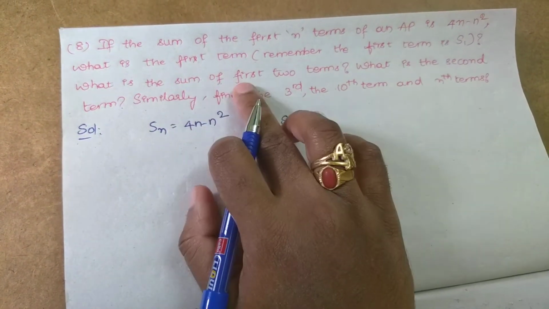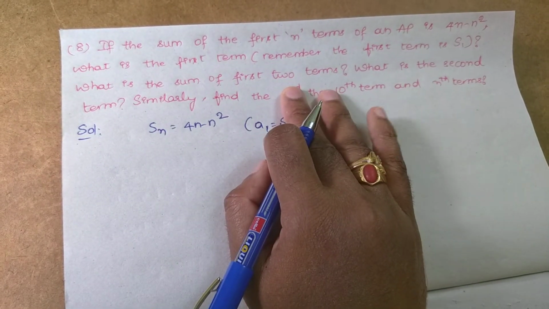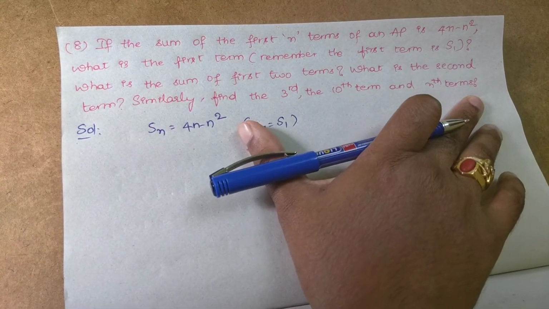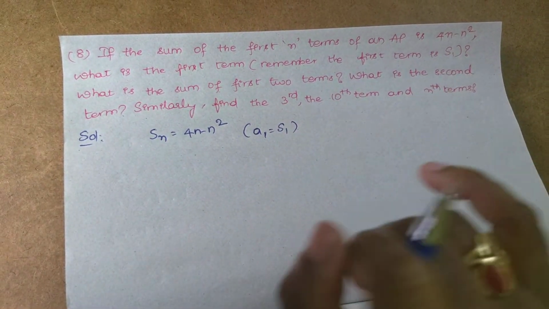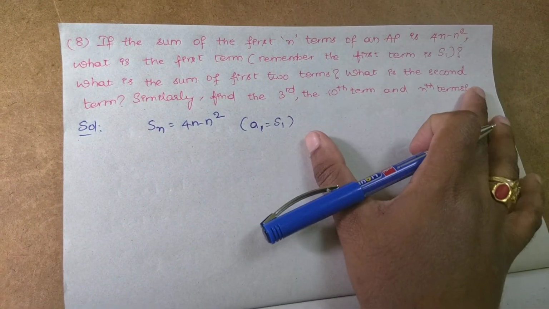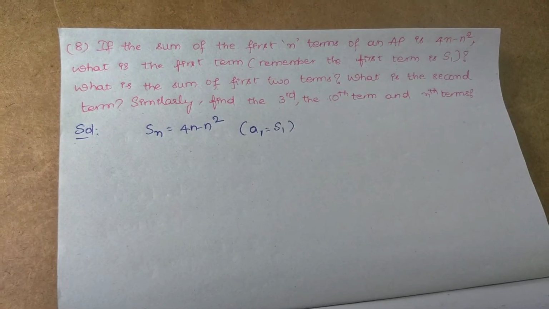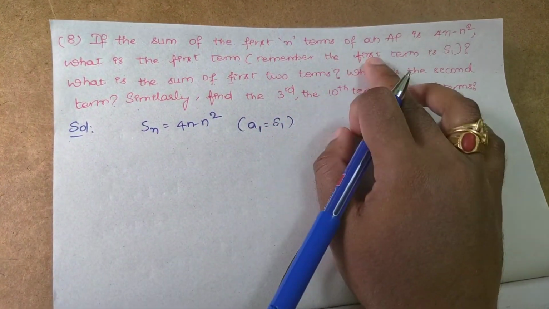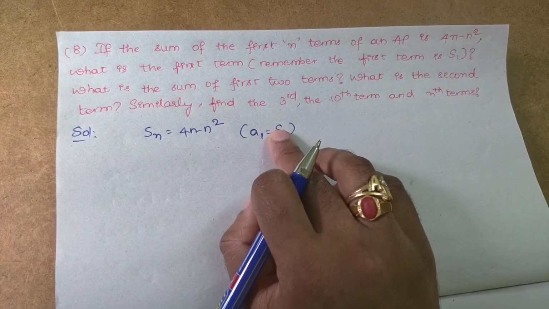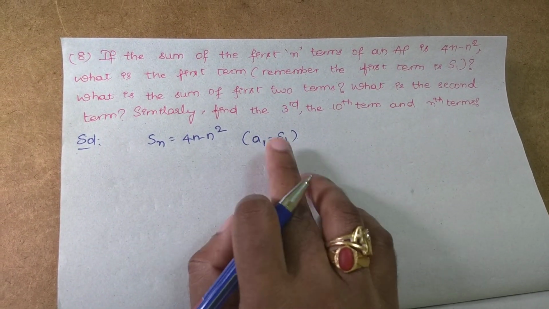So what is the sum of the first two terms? What is the second term? Similarly, find the third term, 10th term and nth term. This is what they have asked in the question. Remember the first term is S1, right? So S1 and A1 are the same.